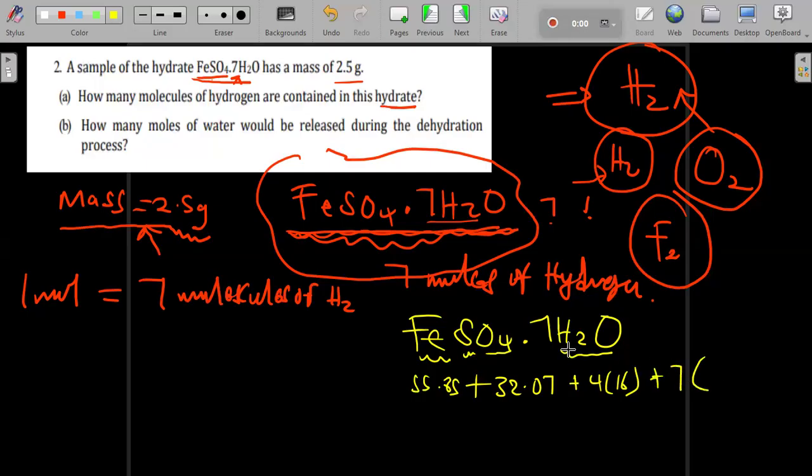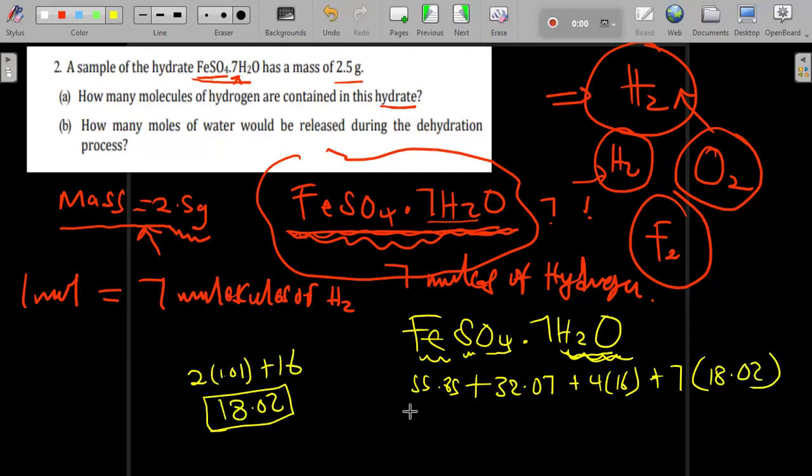7 multiplied by the molar mass of water. So for water, we're adding 2 multiplied by 1.01 plus 16. So this is going to be 18.02. This here is the molar mass of water. So 7 multiplied by the molar mass of water, which is 18.02. Okay, so now let's find the total when we add all this here.